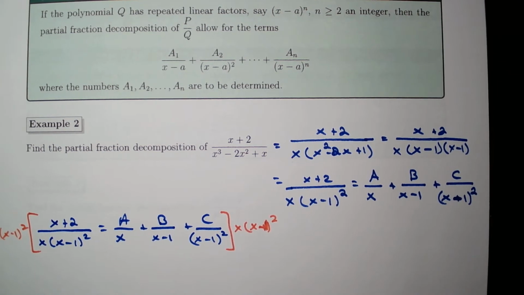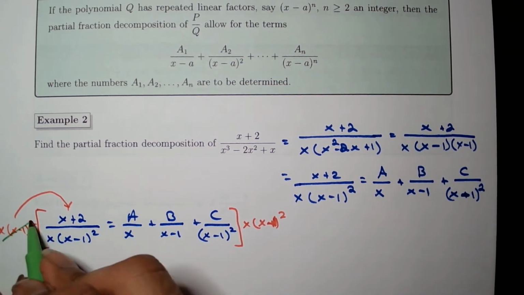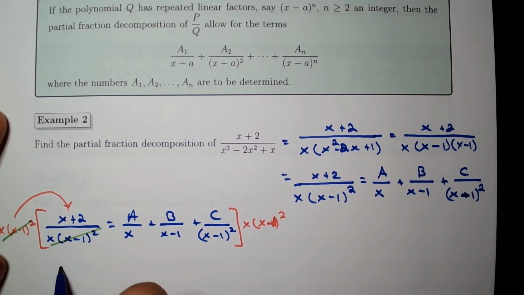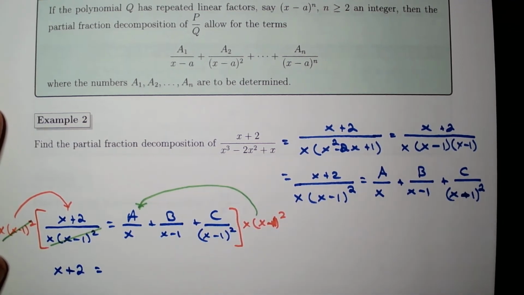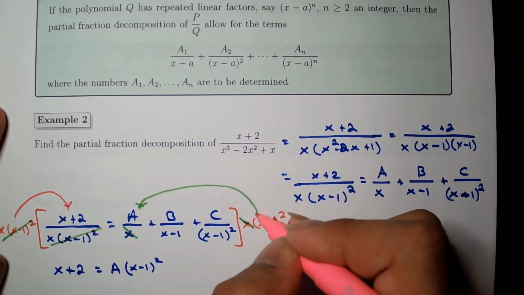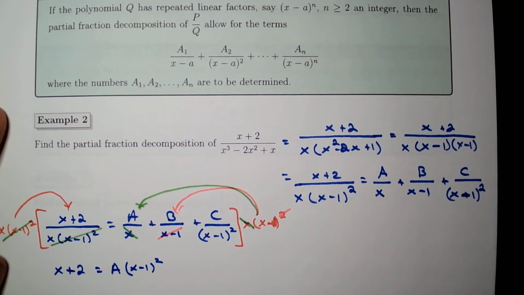Alright, so what are we going to have here? Well, when we distribute this over here, pretty much everything here cancels, and we are left with x plus 2 equals, and then I'm going to distribute, and notice how the x's go away, leaving us with a times x minus 1 quantity squared. When I do the same thing over here, this x minus 1 cancels with 1 power here, leaving us with x times x minus 1 times b.